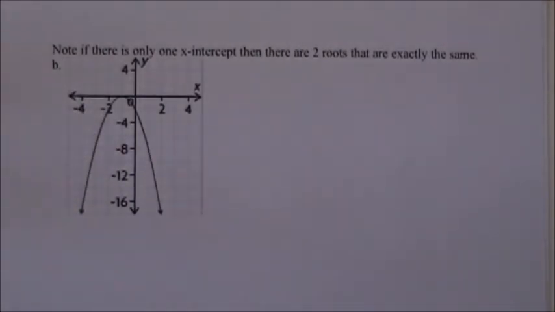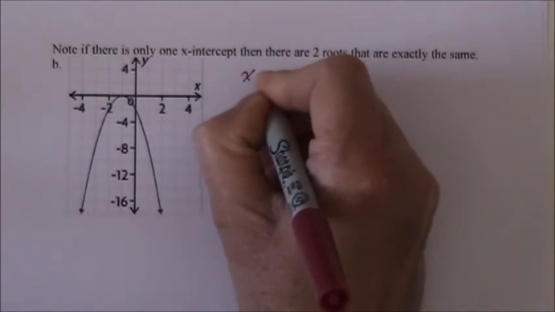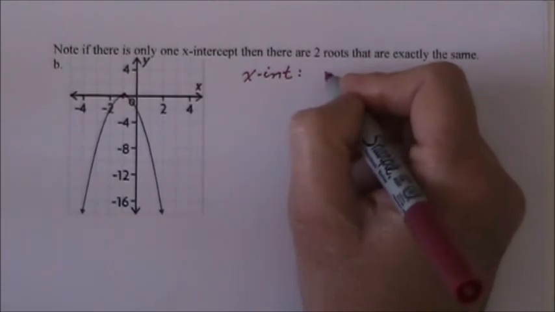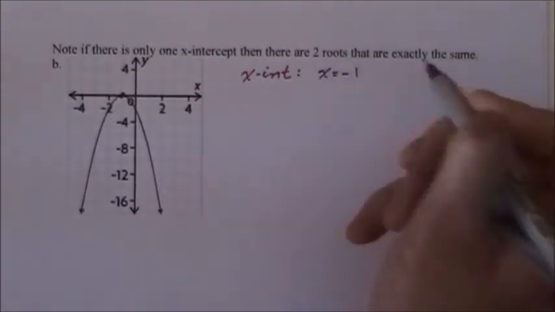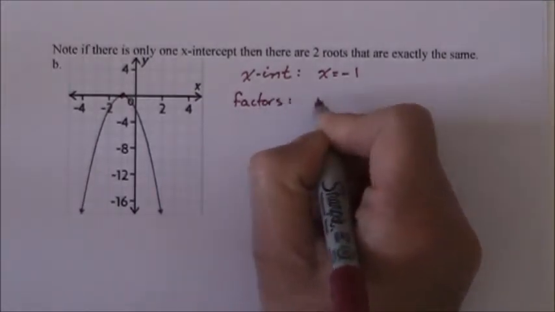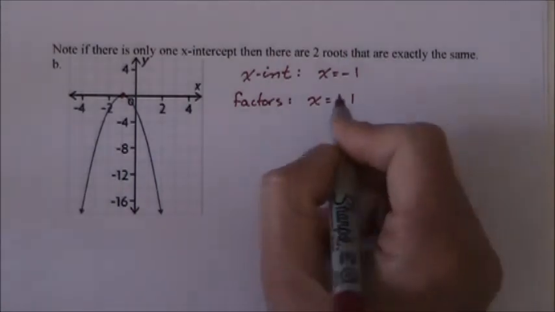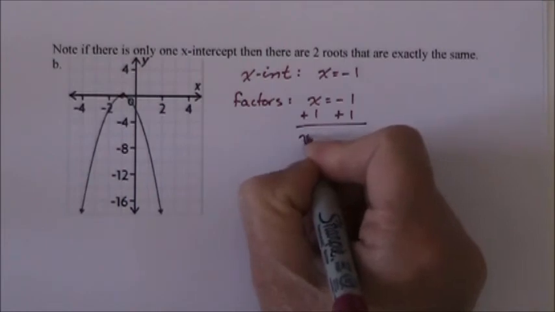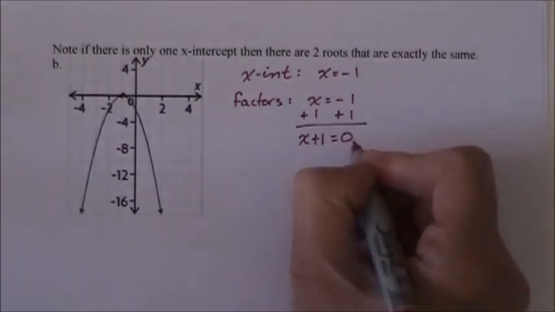For this equation, it says, note that if there's only one x-intercept, there are two roots that are exactly the same. Well, let's start off the same way as our previous example. If we look at it, we get an x-intercept right here, which happens to be x equals -1. And if we go to look for our factor, we have x is equal to -1. Move the -1 to the other side. We're going to add 1 to both sides. I get x plus 1 equals 0.